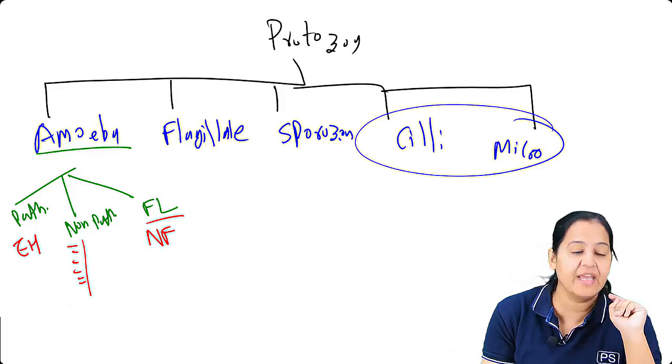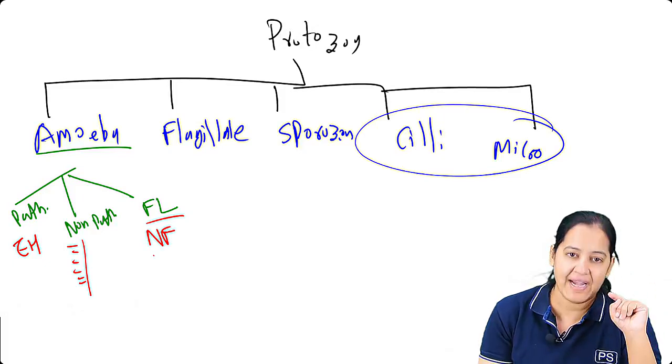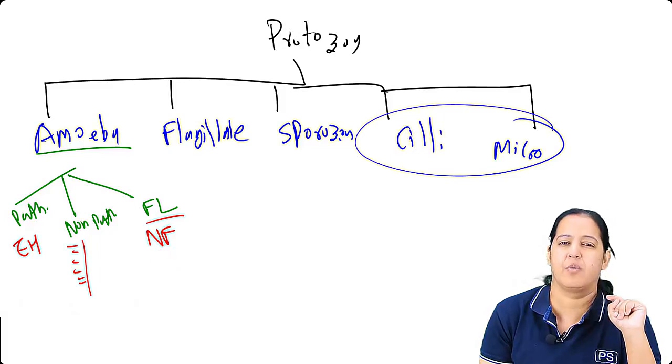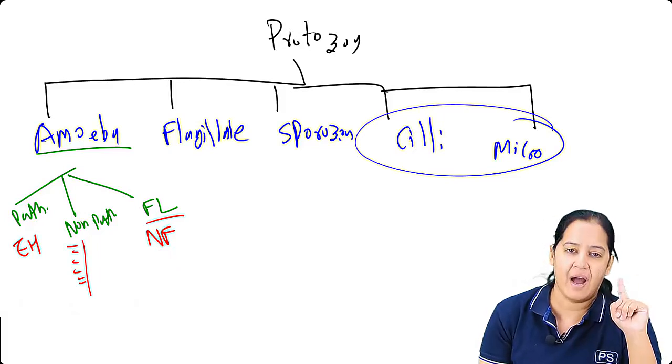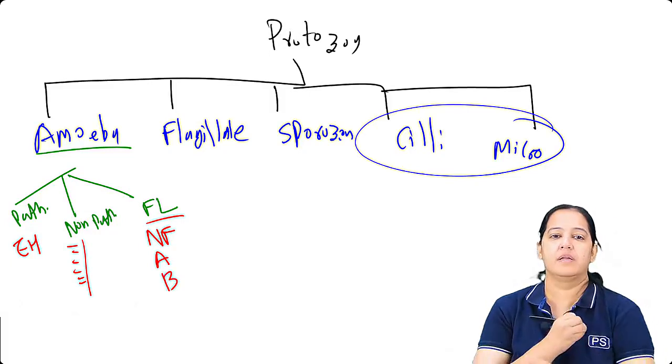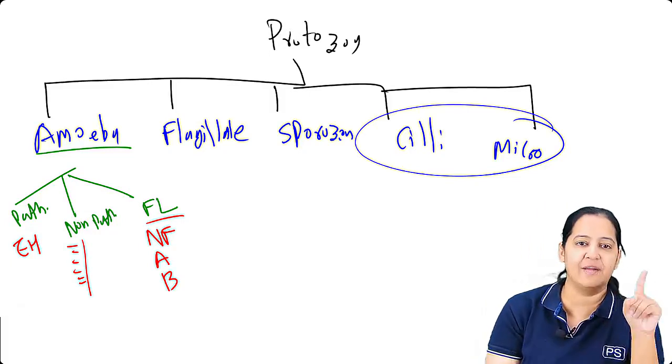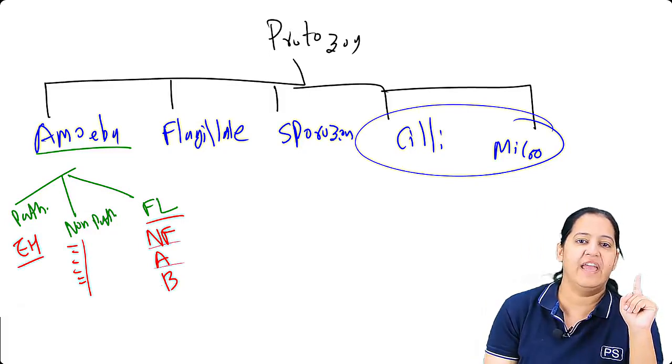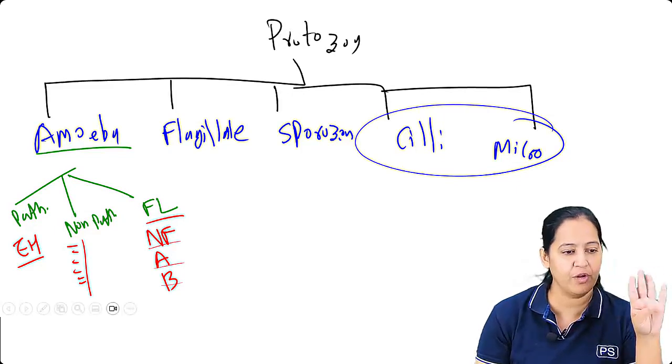Naegleria fowleri. Say it, Naegleria fowleri. Not Entamoeba histolytica, what I'm saying. Naegleria fowleri, Acanthamoeba, and Balmuthia. So you can learn the first letters: Entamoeba histolytica is EH, then NF, A and B. You can learn like that. So these are the four amoebas I'm going to teach you.